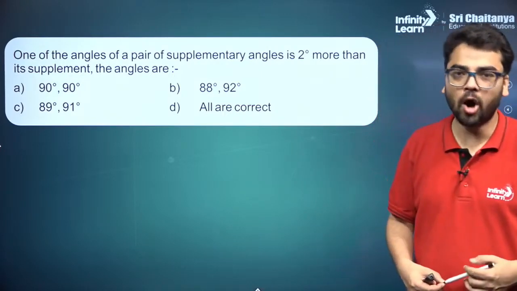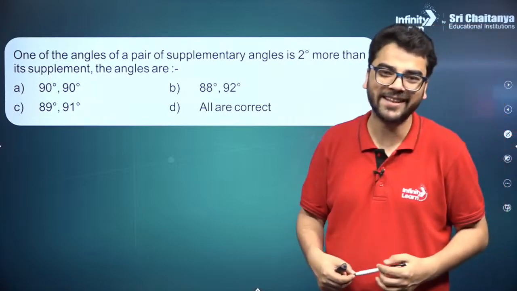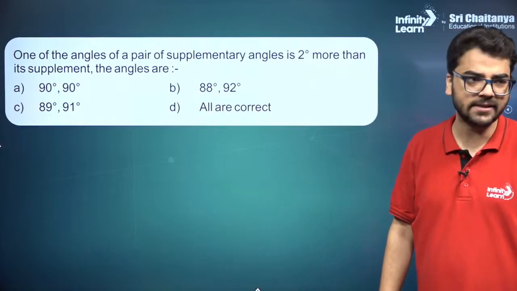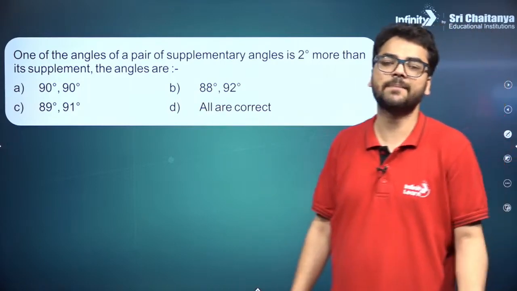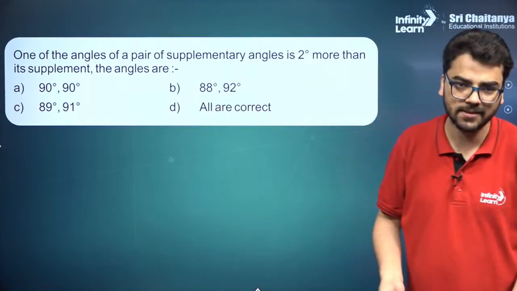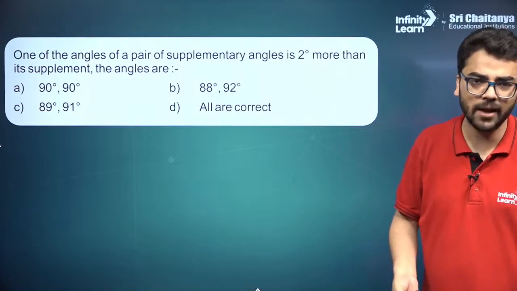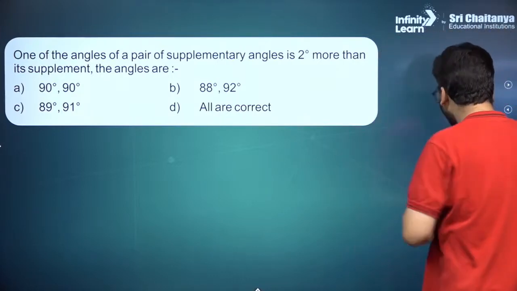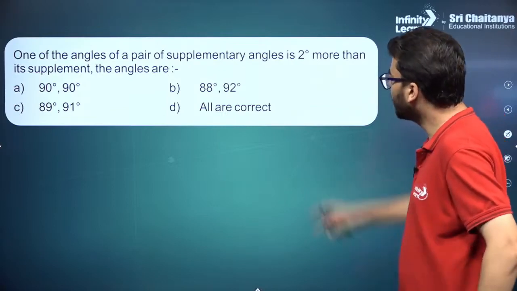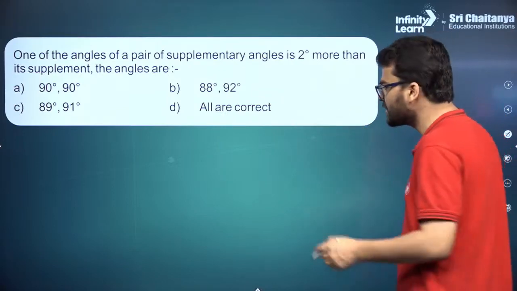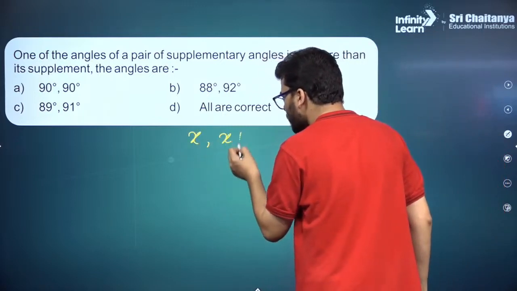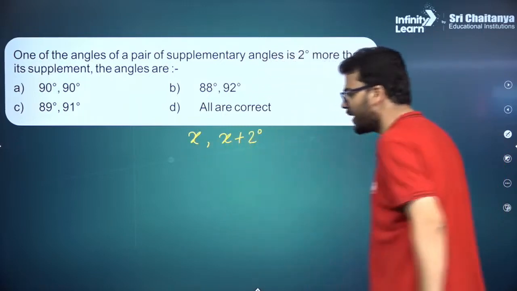See, although the options are given over here, I hope you understand, Kunal, that from options you can do it very easily. It is very simple. But if it comes as a subjective question, then you have to write the steps, right? Maybe if the option is not available, you have to do it actually. So one of the angles is given to be 2 degrees more than its supplement. It means, suppose one angle is x, so the other is x plus 2 degrees, correct? It is given like this.